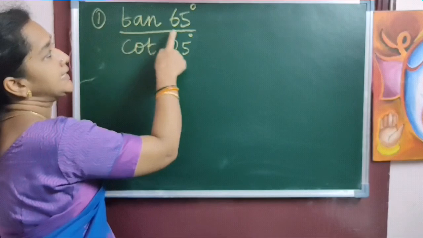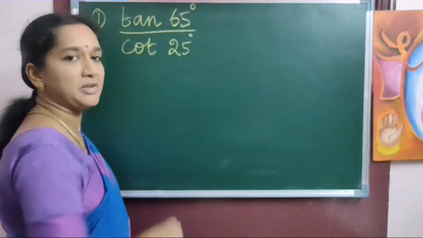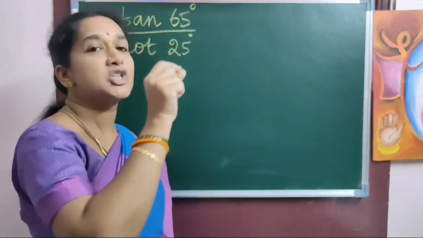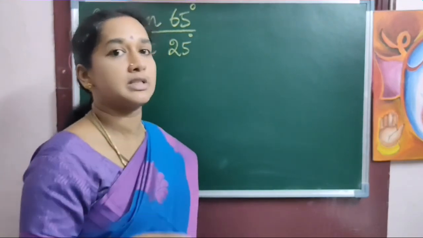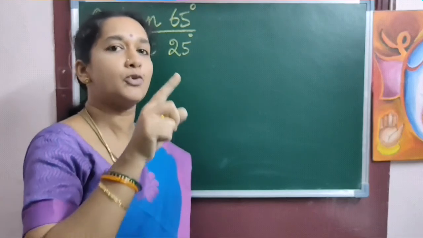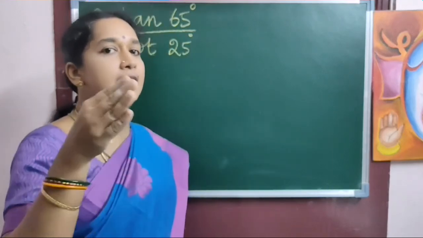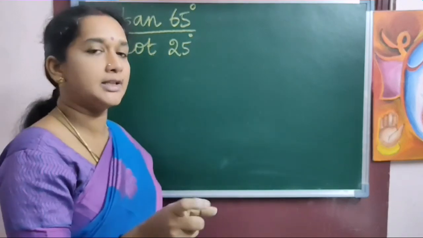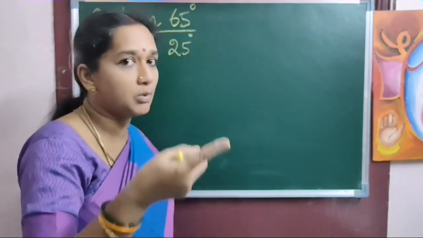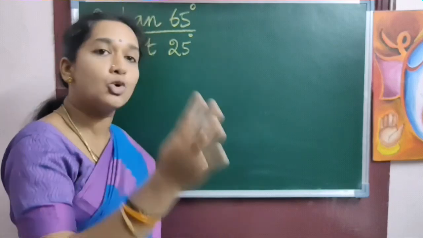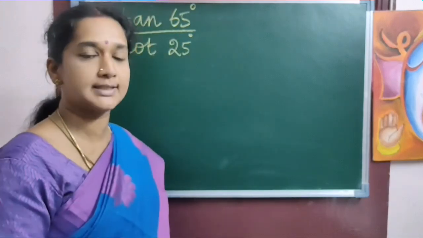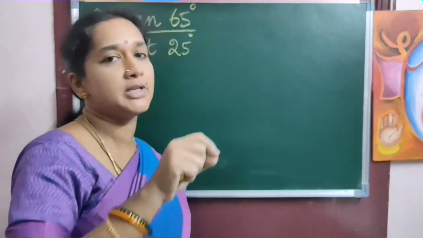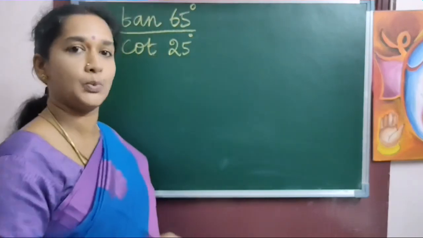First sum is tan 65 degree by cot 25 degree. One thing you have to remember before doing these sums: we know the values of some special angles, that is 0 degree, 30 degree, 45 degree, 60 degree and 90 degree. If they ask for those specific angles, you substitute the values, for example tan 30 or tan 45, and simplify. For other degrees, you have to use complementary angles only, and accordingly the question will be given.